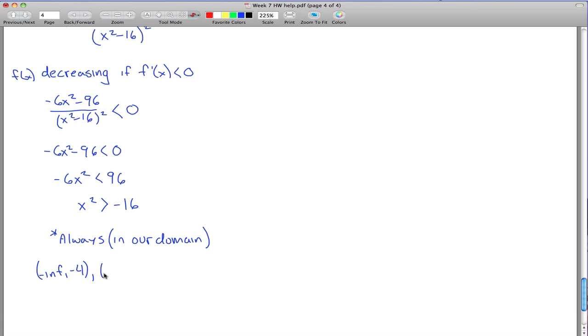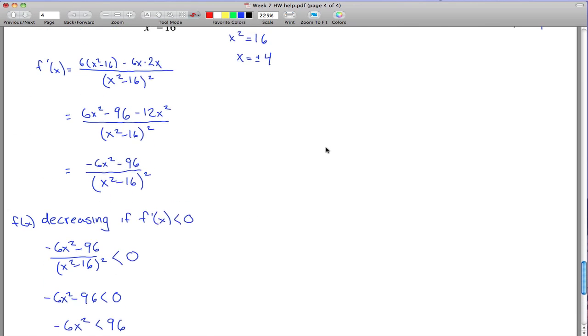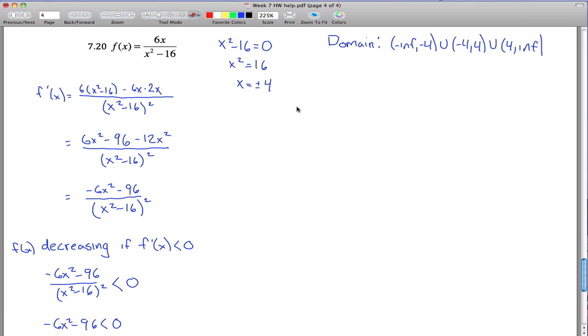And then again from negative 4 up to 4. And then again from 4 up to infinity. So you've got to be a little bit careful there. And if we move on, let's learn about concavity.